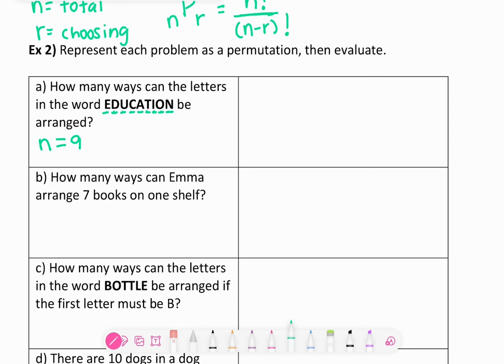Okay, perfect. So we have n is 9, but we're going to rearrange all the letters. So that means r is also 9. We're actually going to arrange all of them that we have available. Okay, so our shortcut tells us that if that's the case, if we're doing 9 permutation 9, we're just going to go with that number factorial.